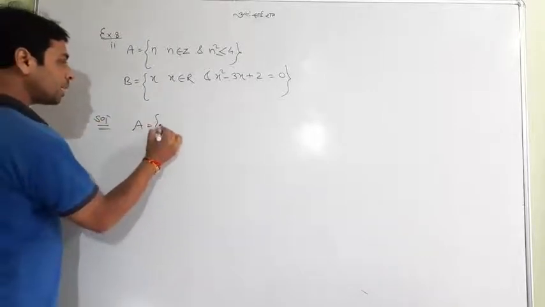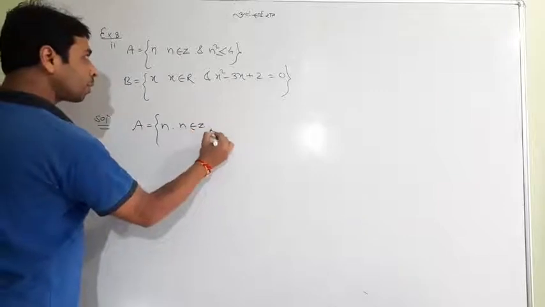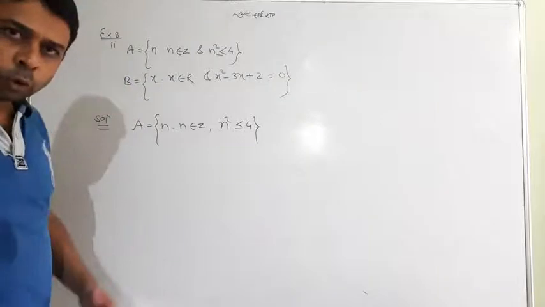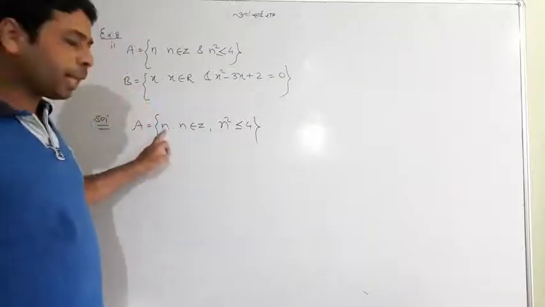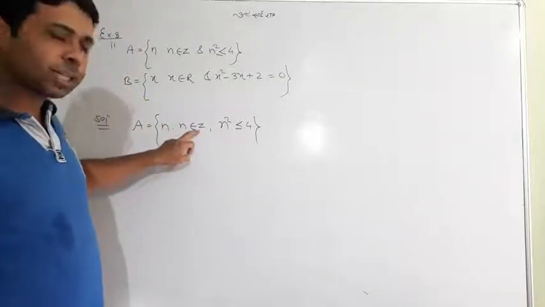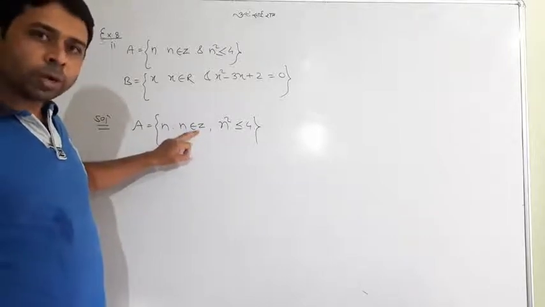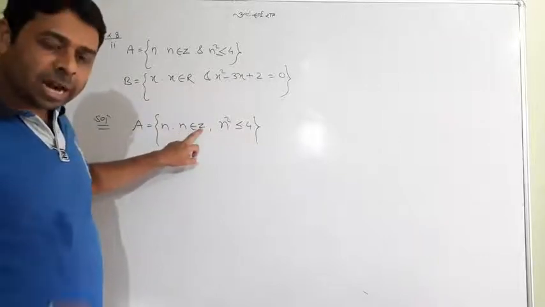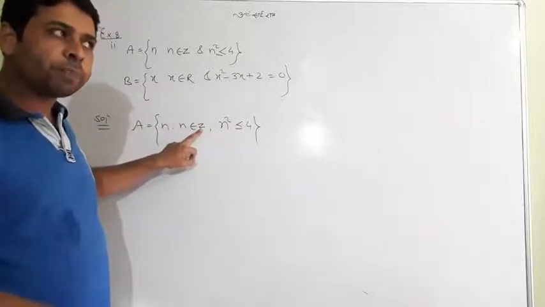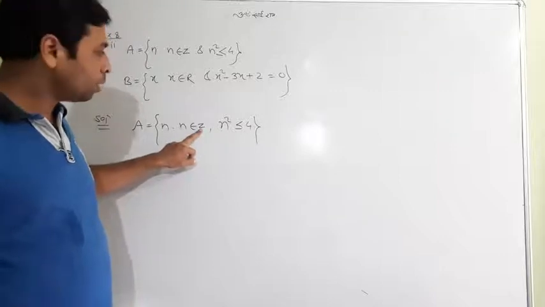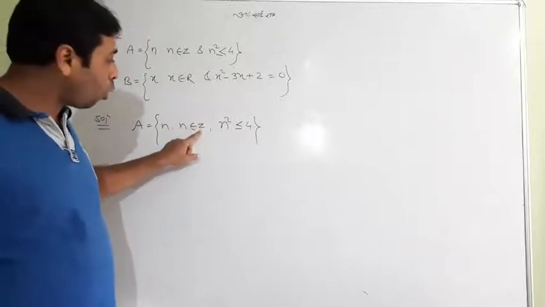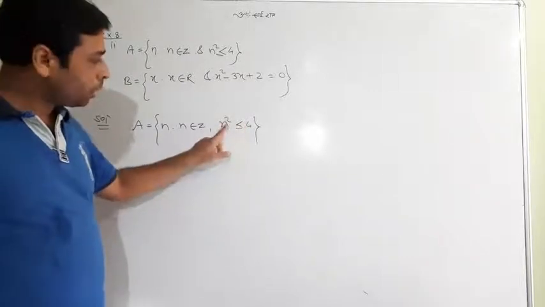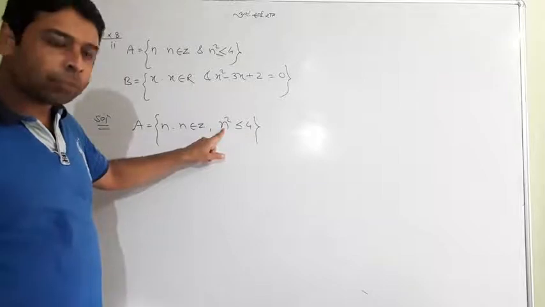Look at this, set A: n square less than or equal to 4. Some things you have to know. N normally means natural number, but here n belongs to Z, and Z means integer. You know integers include negative values, 0 and positive values. You have to take all the integers which satisfy this condition, meaning you have to go with some n which satisfy this one.